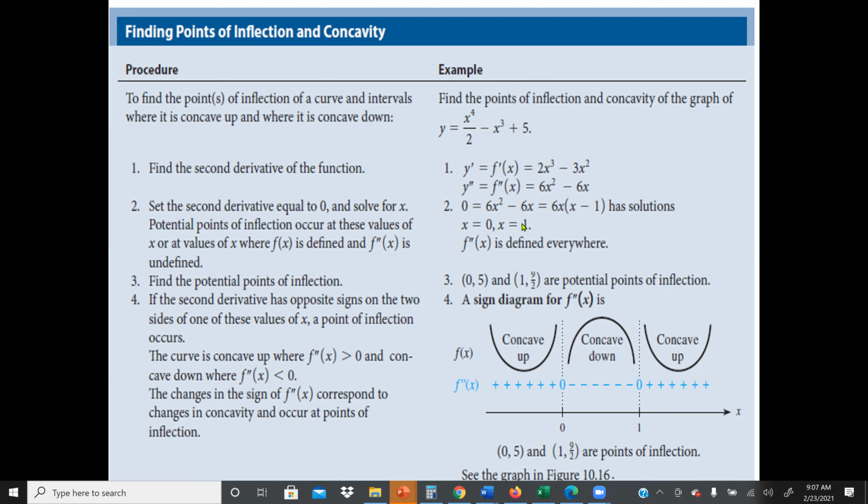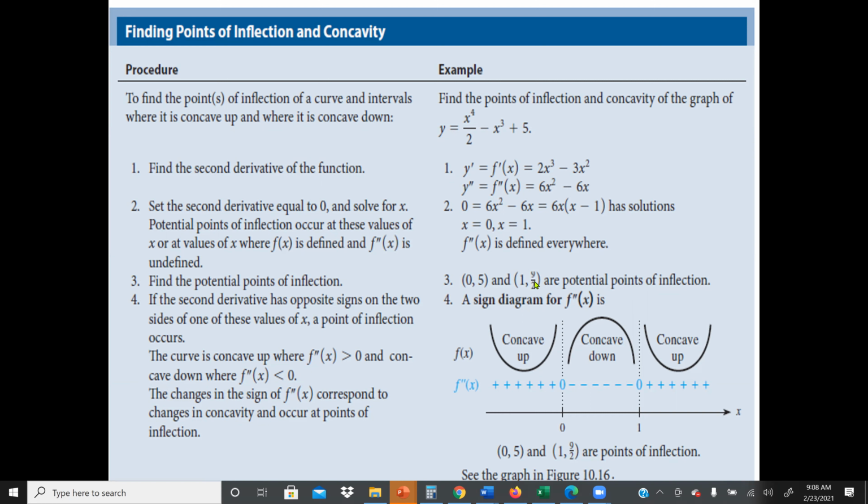Then the second, we have 1. If you plug 1 here, we get half, and we get 1 here also. So we get half minus 1 plus 5. And if you do the fraction, you get 9 over 2.